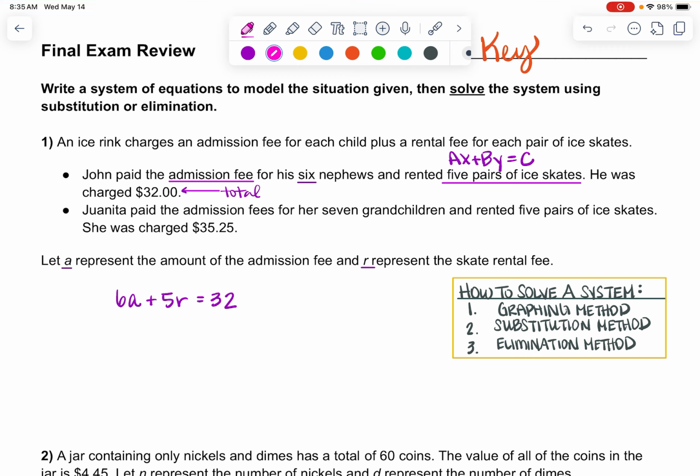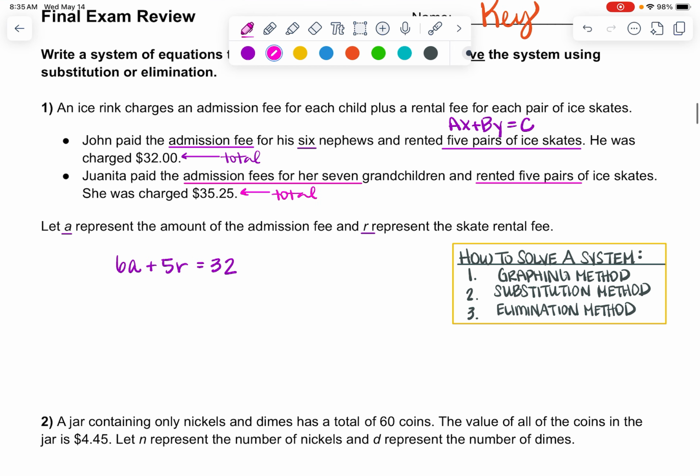And then we're going to do the same thing for Juanita. Juanita paid 7 admission fees, right, and also 5 pairs of skates, but her total was $35.25. So also a standard form equation: 7 admission fees plus 5 rentals, and that was $35.25. All right, so there's our system.